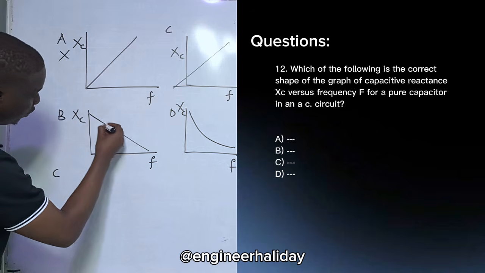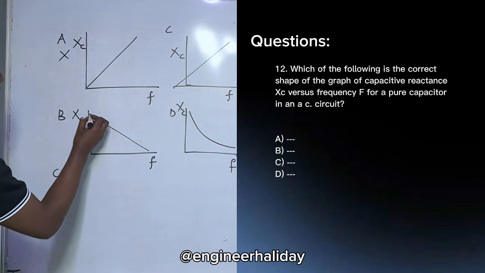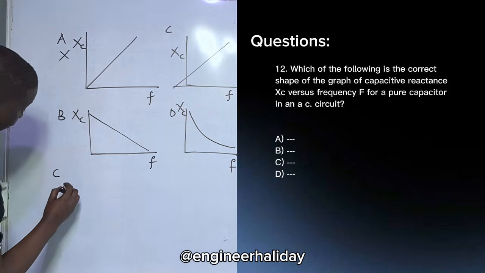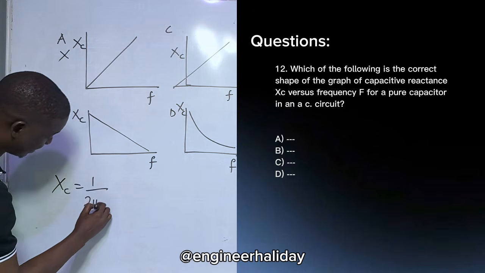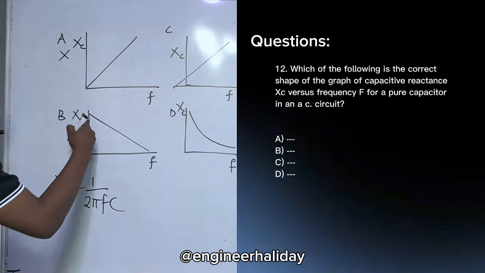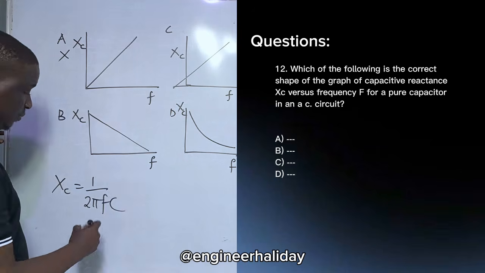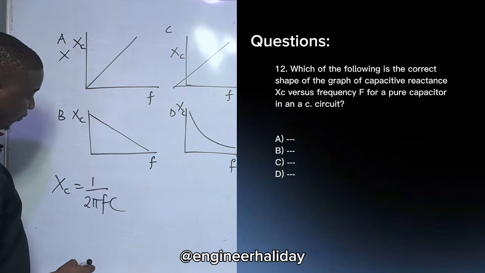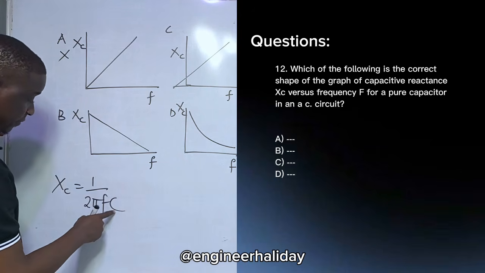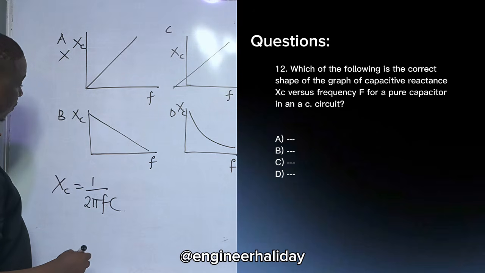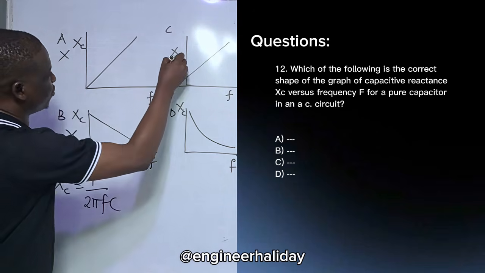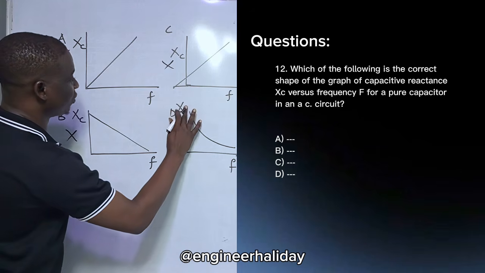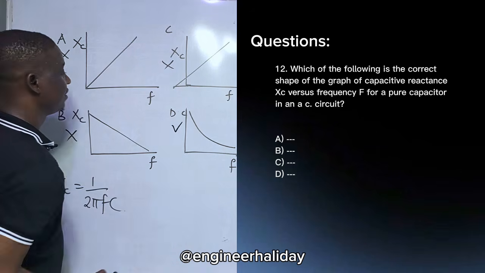It cannot be straight. It's going to be a little curve, so this is inverse. I know it's inverse because the relationship between XC and frequency is inverse proportionality, but it's not straight like this. It must have a little curve. You understand? So B is wrong. Then let's look at C. No, this one is wrong totally. Then D is correct.